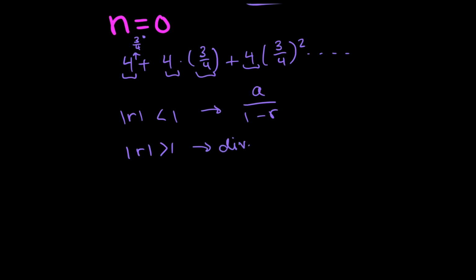So I already know that my ratio here, my common ratio, is 3/4. And 3/4 is less than 1, so I know that my series is going to converge. All I have to do now is just carry out the test.